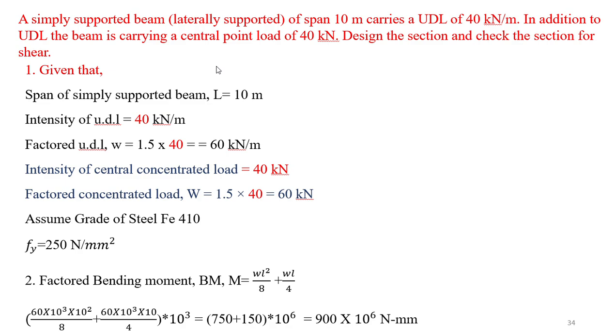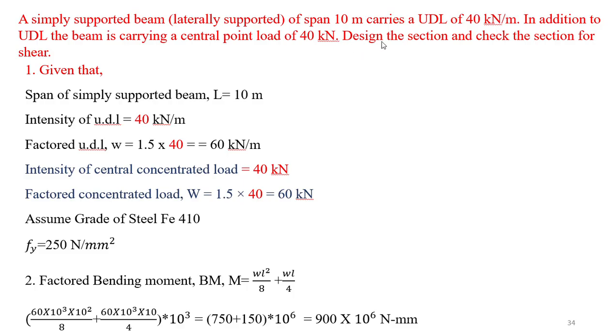In this video, we will see one problem which is related to the laterally supported beam. A simply supported beam, laterally supported, of span 10 meters, carries a UDL of 40 kilonewton per meter. In addition to the UDL, the beam is carrying a central point load of 40 kilonewtons. One is the UDL load, another one is the point load.